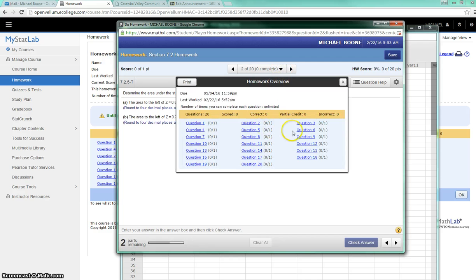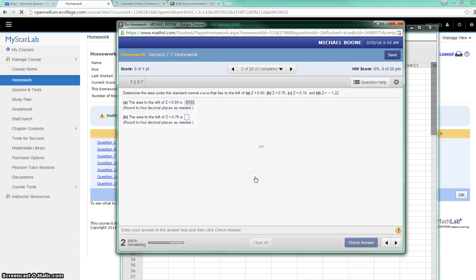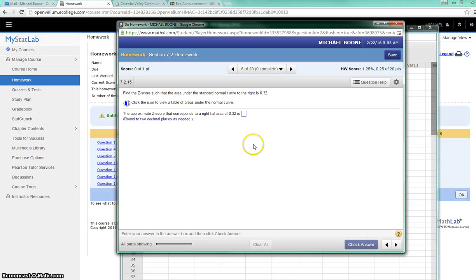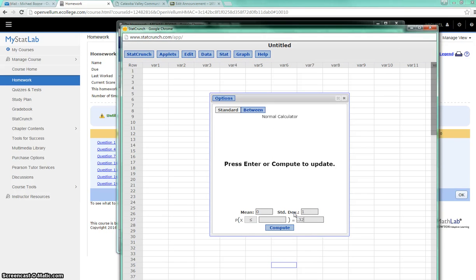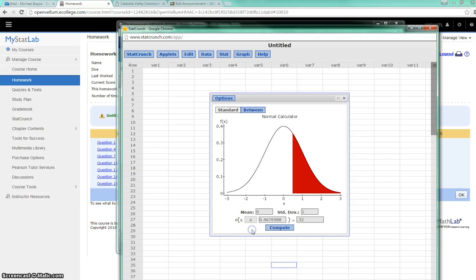Same process, exact same process. Let's look at number 6. So a z-score that corresponds to a right tail area of 0.32. This one's doing a little bit backwards, but I want the area to the right to be 0.32, so I need to do a greater than. This represents my 0.32, and there's my z-score. So my z-score is 0.4677. It probably only wants 2 decimal places, so probably 0.47.